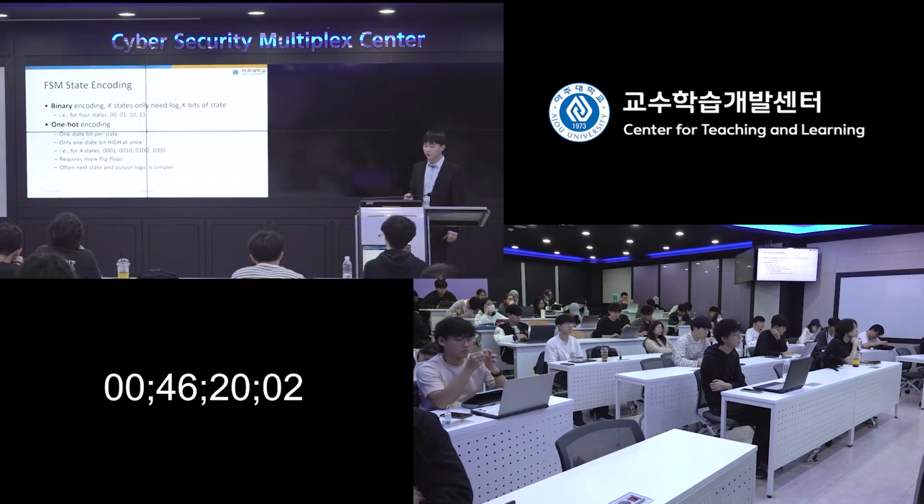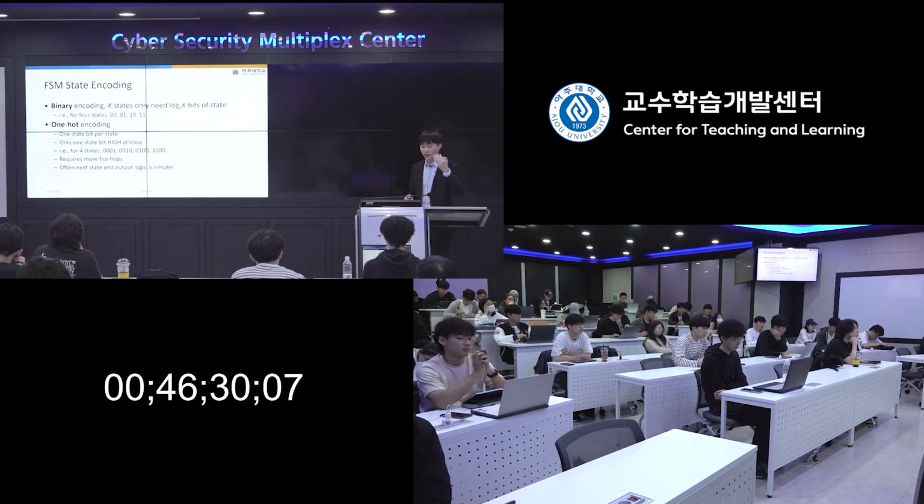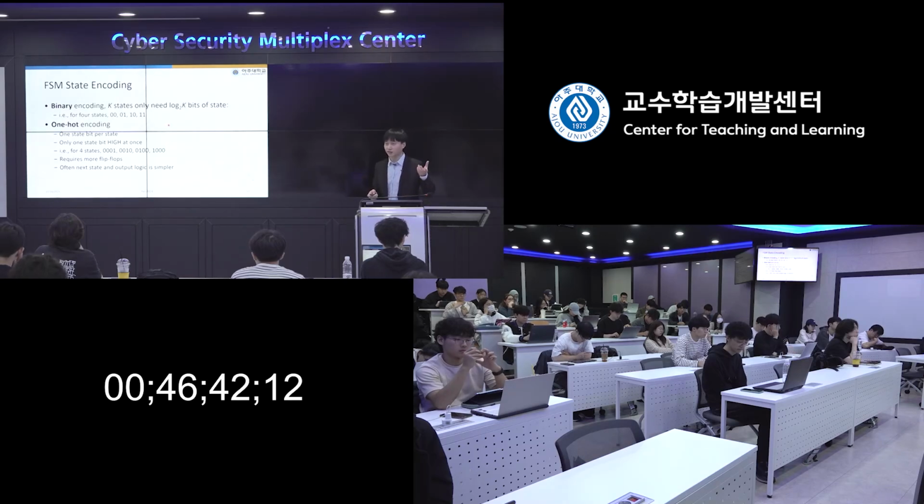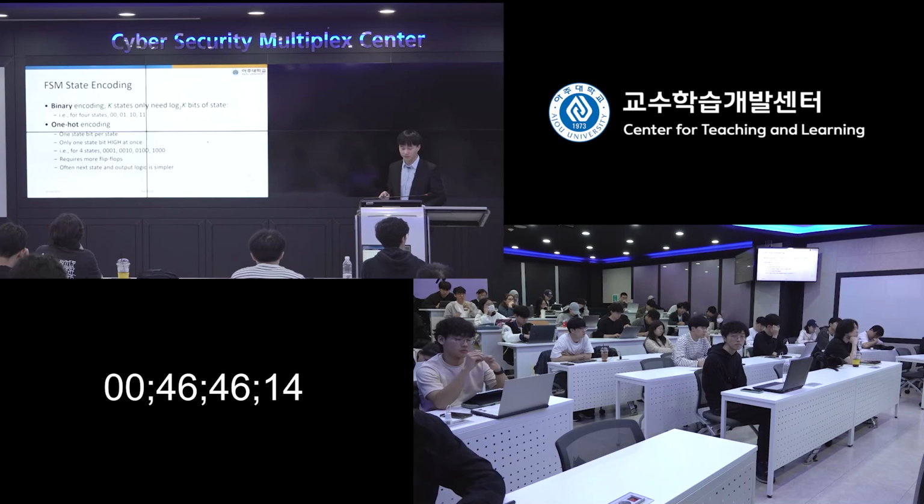In this case, since we have 4 states, 4 bits of data need to be kept in the circuit. So we need to use more flip-flops. We need to use larger registers, right? So it requires more flip-flops. But at the same time, the input logic and output logic will become simpler. So let's take a look at the example.